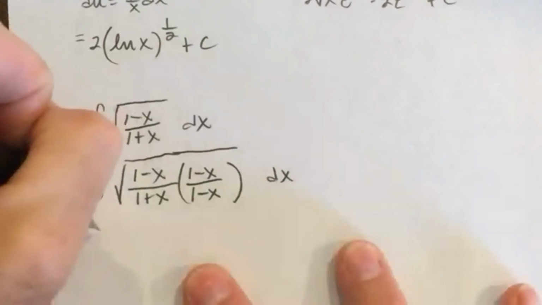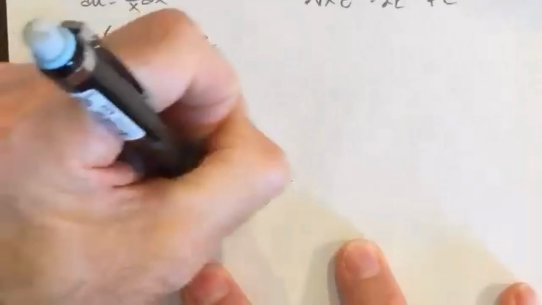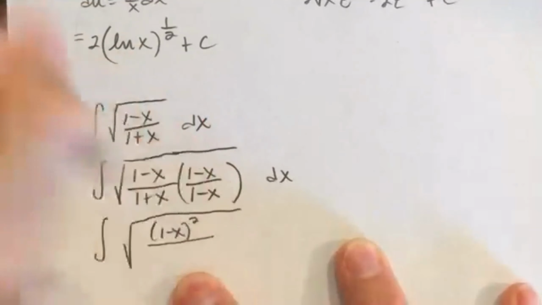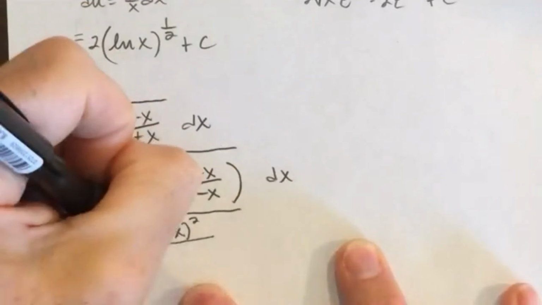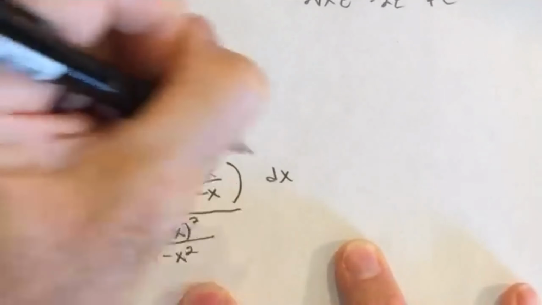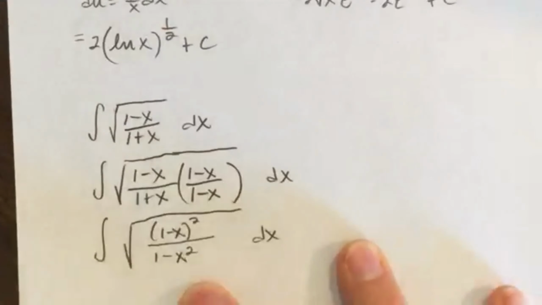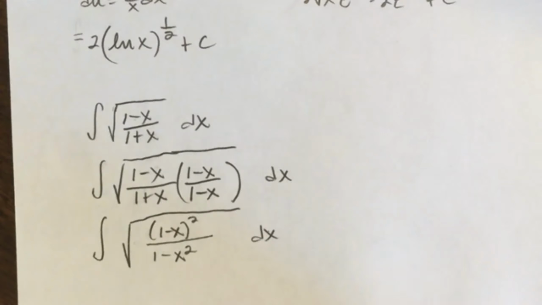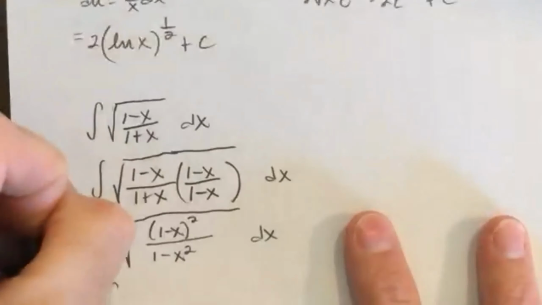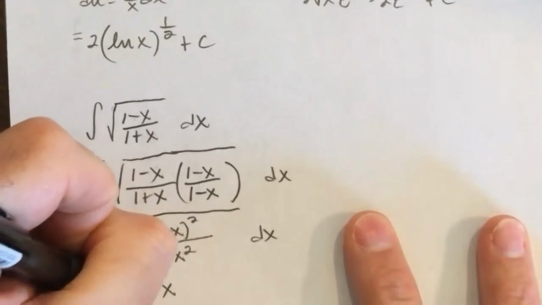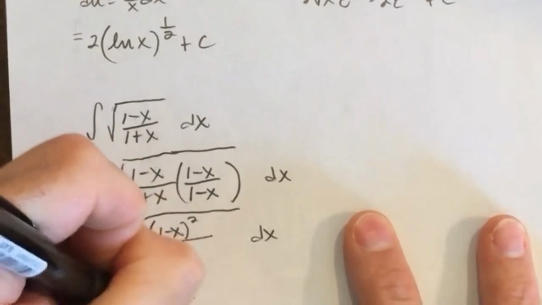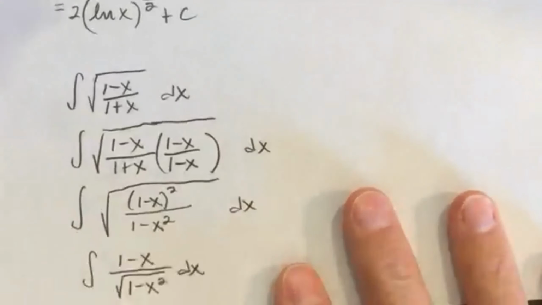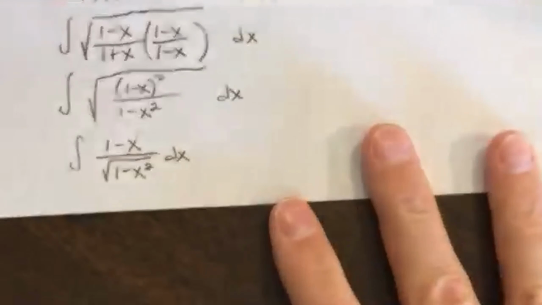And so check out what we get. We get the square root of multiplying these together, we get 1 minus x all squared. And then down here in the bottom, we get what? 1 minus x squared. And you're saying, okay, how is that better? Well, it's a little better. I can take the square root of the stuff in the numerator now, and I get 1 minus x in the top, and I get the square root of 1 minus x squared in the bottom. Yeah? And now everybody should be happy.